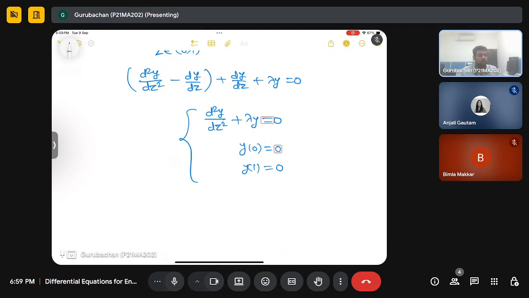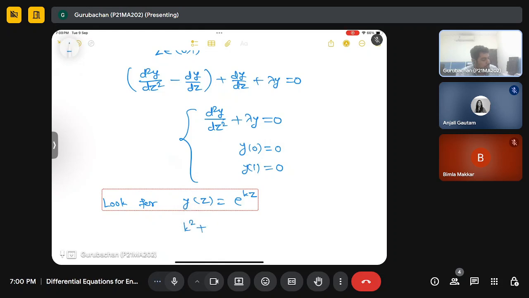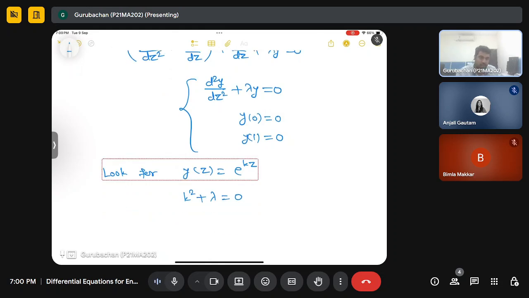What you have to do is look for the solution, since here the independent variable is z, of the form y of z equal to e to the power kz, and you will solve for this form. So this will give k square plus lambda equal to 0. Again, you will divide into the cases lambda greater than 0, lambda less than 0, and lambda equal to 0. So try this one.